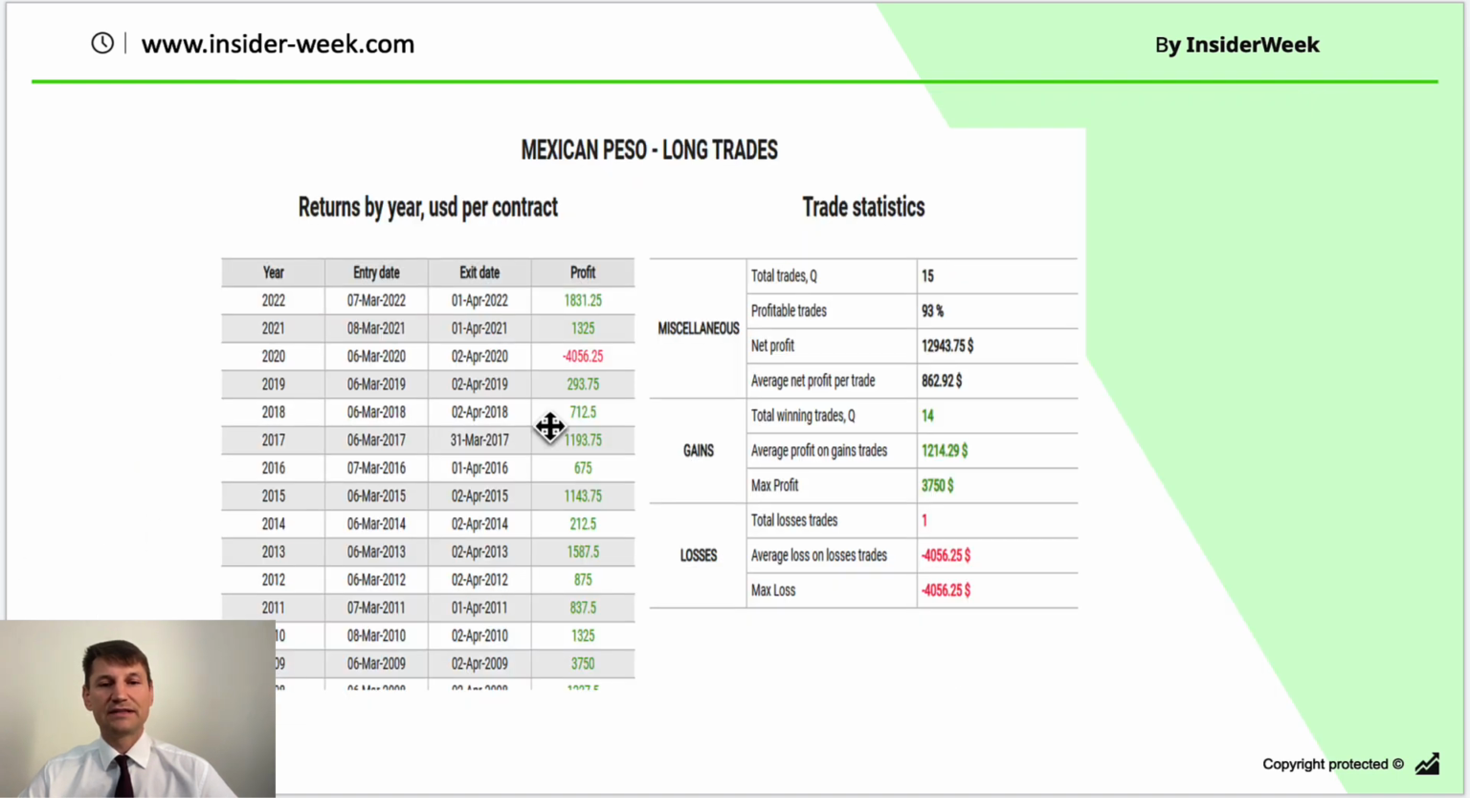As you can see here, the seasonal pattern is also very strong. In the last 15 years, the time period from the beginning of March until the beginning of April was very strong if you trade long. As you can see, 93% profitable trades and an average profit of $1,214. Very strong seasonal pattern, and we want to profit from that.